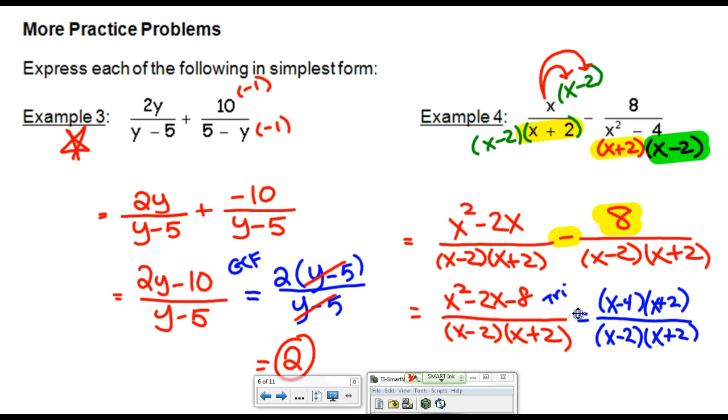They both have an x plus 2 factor in the denominator and the numerator, so crossing them out. My final answer then is x minus 4 over x minus 2.